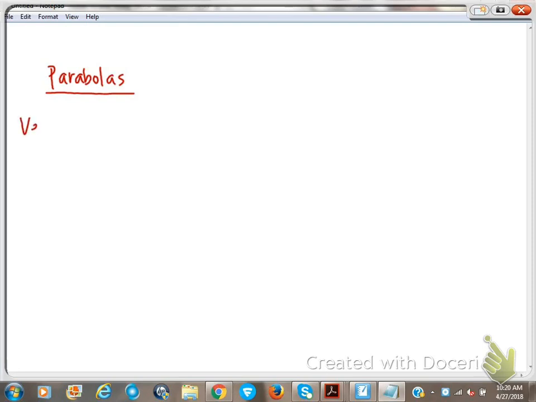X squared over... Nope, these are parabolas. What did parabolas look like? Parentheses, x minus h, always h, squared equals plus or minus 4p. Oh, now I remember. Good. So this was our geometric definition because it looks so different than our college algebra one that we were used to. So when it's vertical, the x is the only thing that gets to be squared.